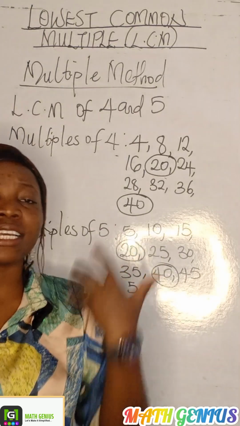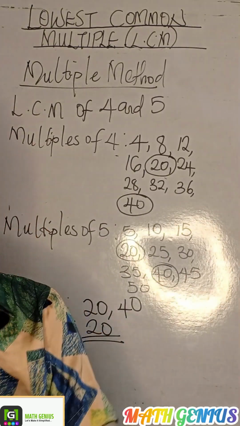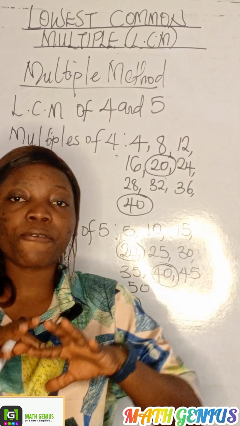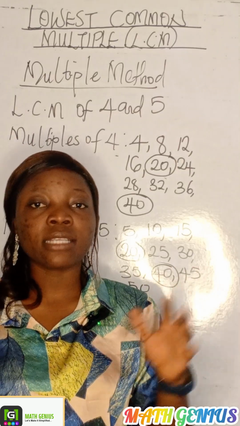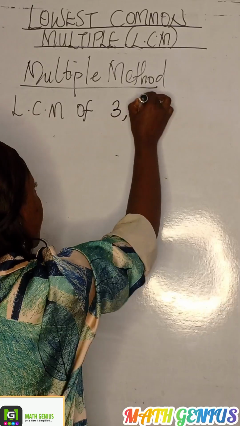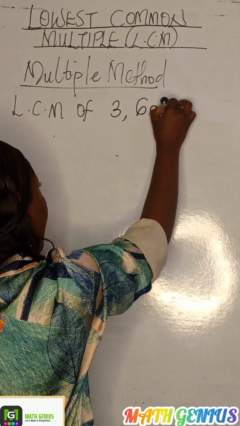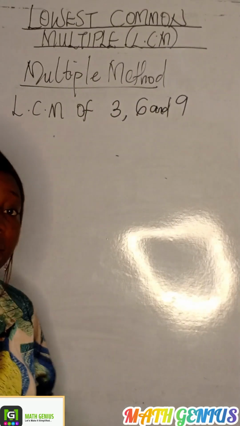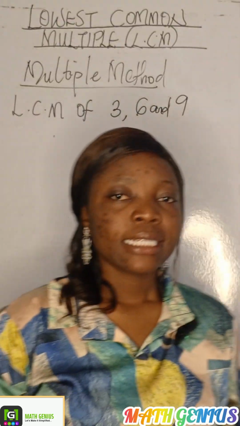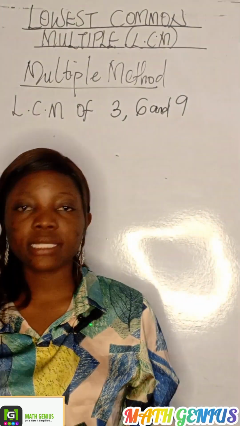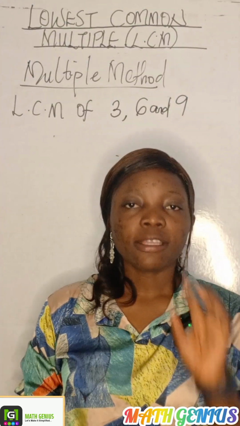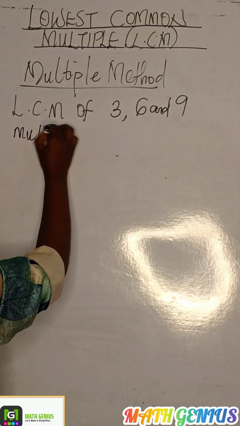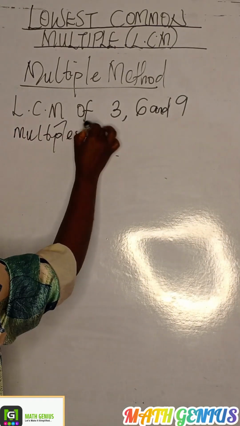So just grab this in a moment. I'm going to give you another example which requires us to find the LCM of a set of three given numbers: 3, 6 and 9. The same progression happens here. The first thing to do is to find the multiples of 3.